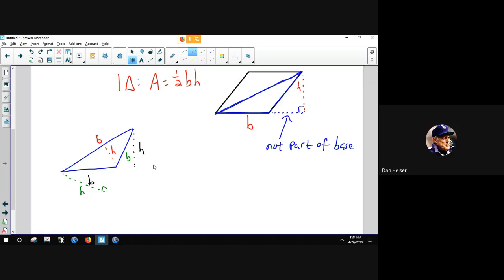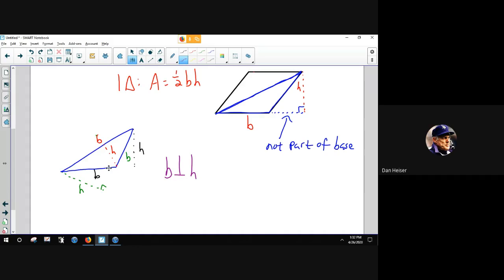The trick is getting the correct base with the correct height. Base must be perpendicular to height, always. Always, always, always. But it also gives you three options. If I know what this base is, and I know what this height is, I can find the area of this triangle.